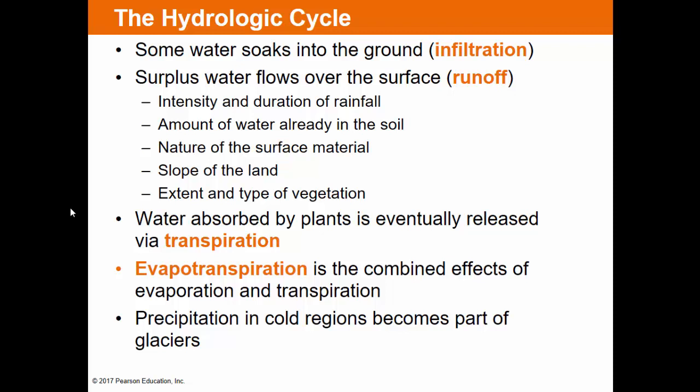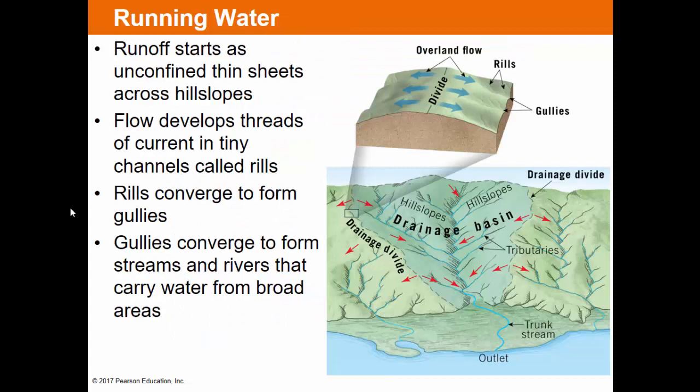So in addition to infiltration and runoff, once that water gets into the ground, it can be absorbed by plants and then eventually released via transpiration. When plants give up their liquid water to become water vapor in the atmosphere, that's transpiration. When liquid water evaporates, obviously it's evaporation. So we call that evapotranspiration, the combined effects of evaporation and transpiration. Now, of course, precipitation in cold regions is going to result in glaciers.